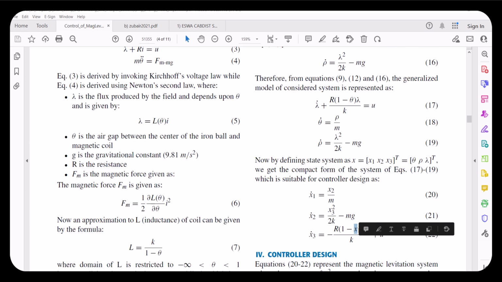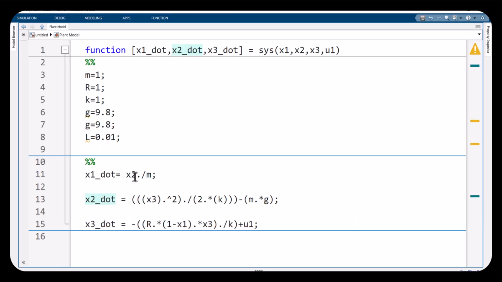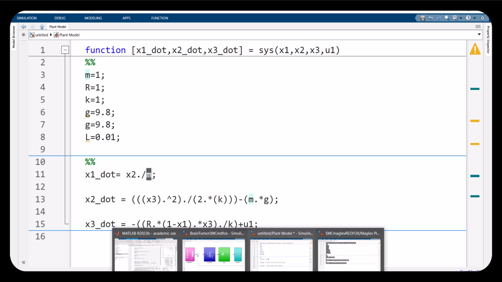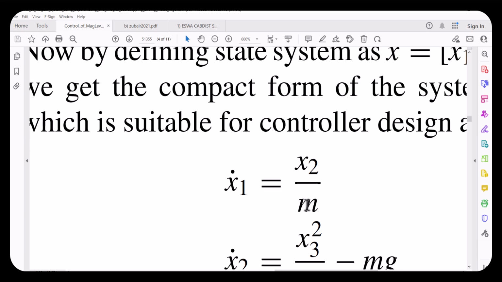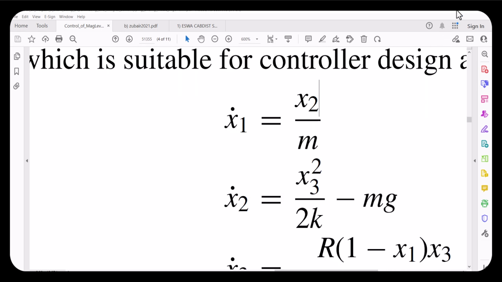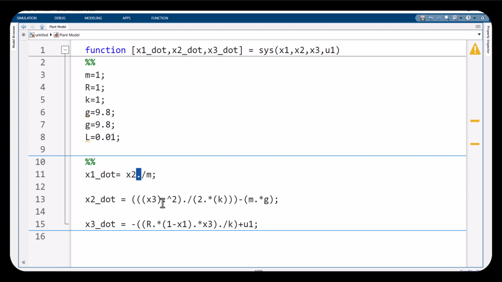To compute these original variables x1, x2, x3, we can just take the given equations and integrate to get the original variable. Here, x1 dot was x2 divided by m, and similarly so on. I put a dot between each operator, so that gives a scalar value.